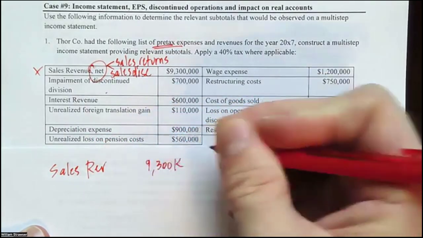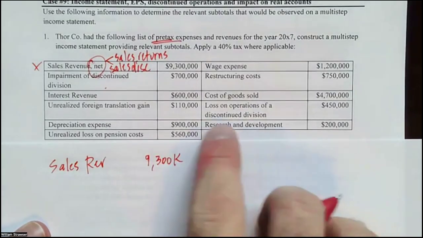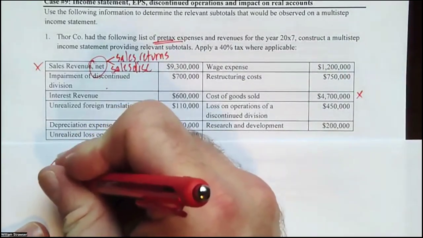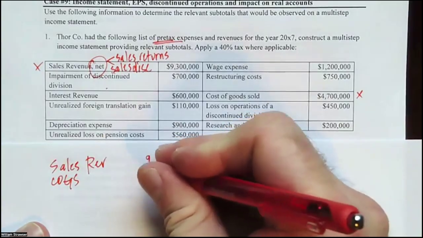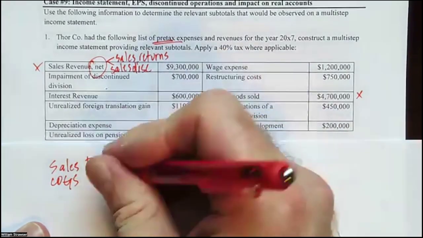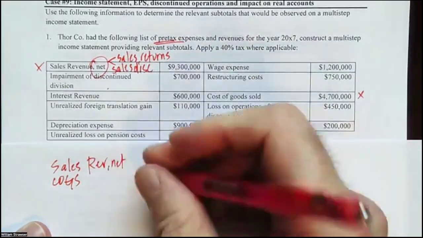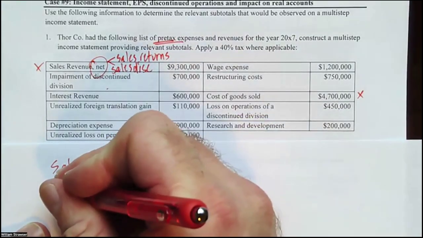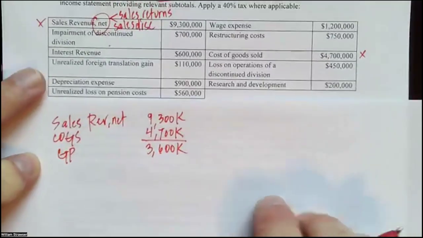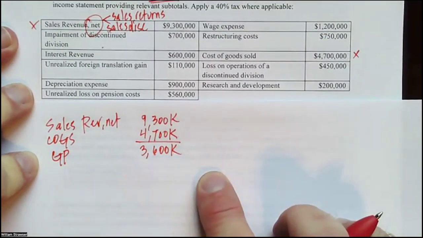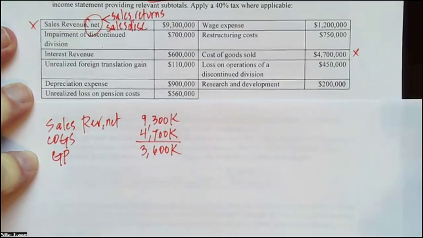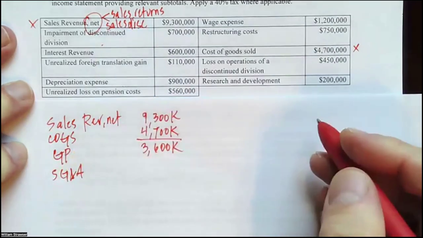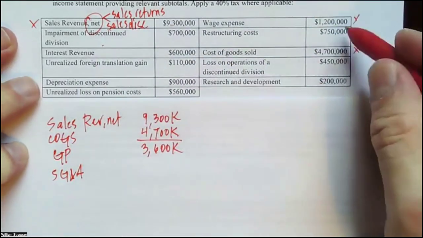9.3 million. And then the next thing I'm always looking for is a cost of sales, cost of goods sold here. We've taken that into consideration. This, of course, when netted against our sales revenue net, gives me my gross profit. So $3.6 million of gross profit for this company. Now, we have a gross profit. The next thing we want is SG&A and other operating expenses. So I will list the SG&A first. Wage expense would be SG&A, 1.2 million.